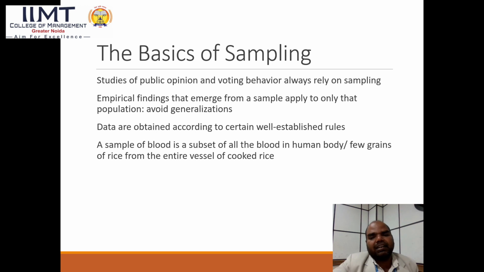Empirical findings that emerge from a sample apply to only that population, so avoid generalization. A sample of blood is a subset of all the blood in the human body. A few grains of rice from the entire vessel of cooked rice. These are examples of basic samples.